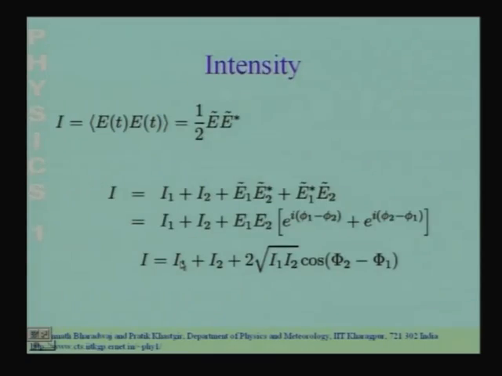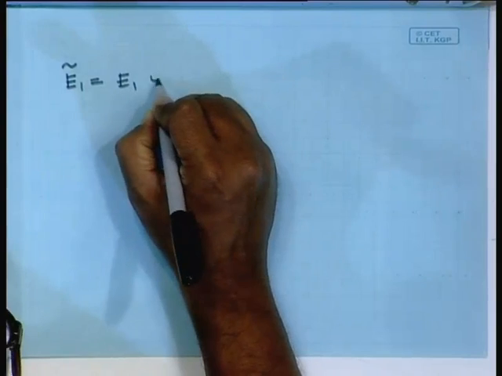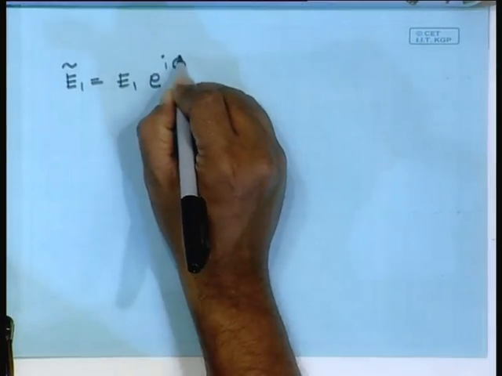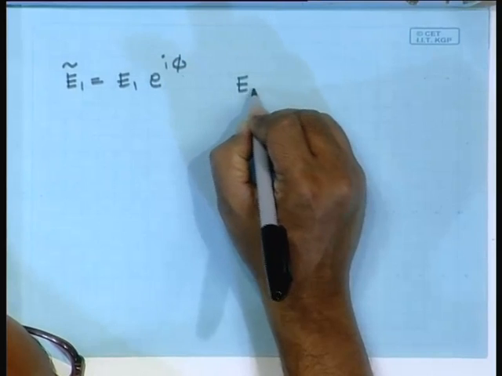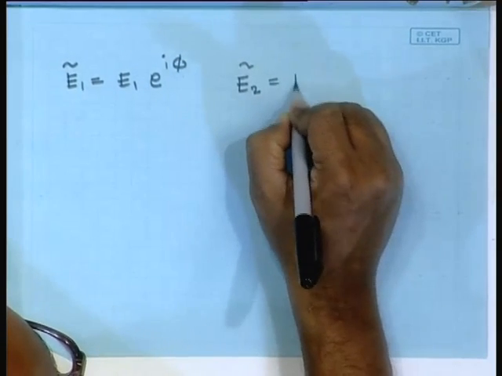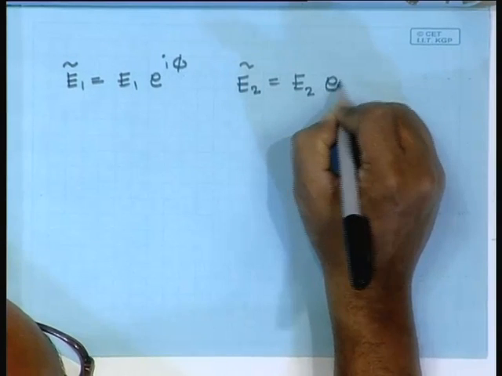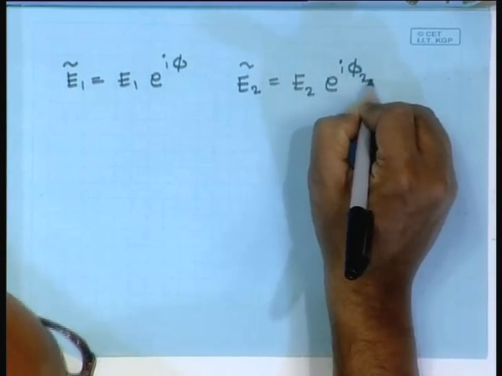Let us now repeat the whole exercise algebraically. We did this exercise geometrically. Now, let us repeat it algebraically. So, let me do it over here for you. We have two waves. The first wave is represented by a complex amplitude E1 tilde, which is E1 e to the power i phi 1, and similarly E2 tilde is E2 with a phase phi 2.